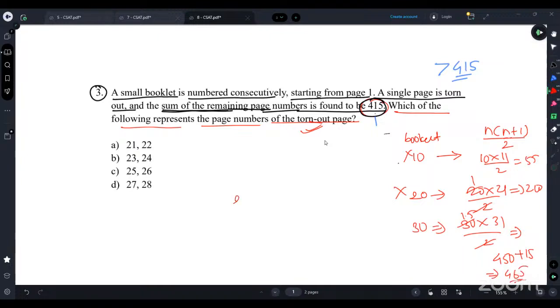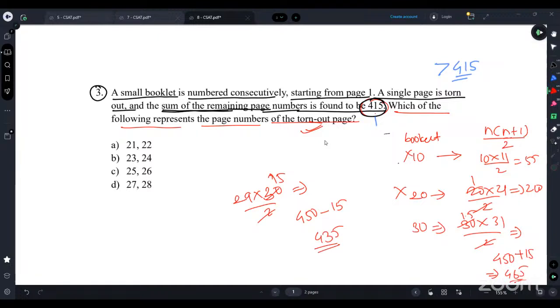But if I take a 29-page booklet, the summation would be 29 into 30 by 2, right? So it will again be 15. So what will be 29 into 15, guys? It will be 450 minus 15. So what will be the summation now? It will be 435. So this is one possibility.